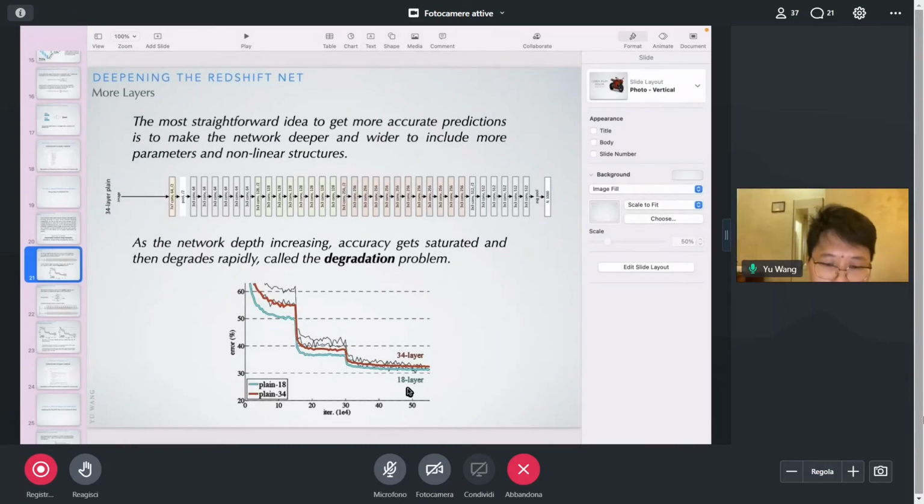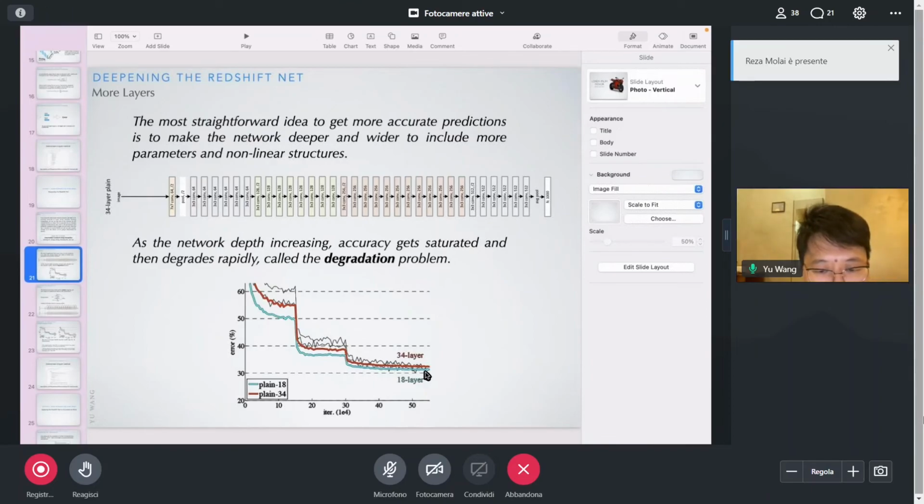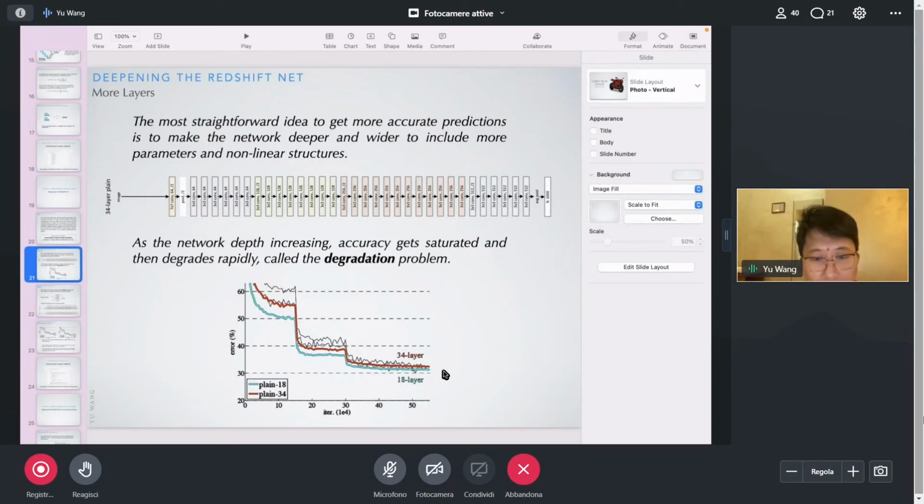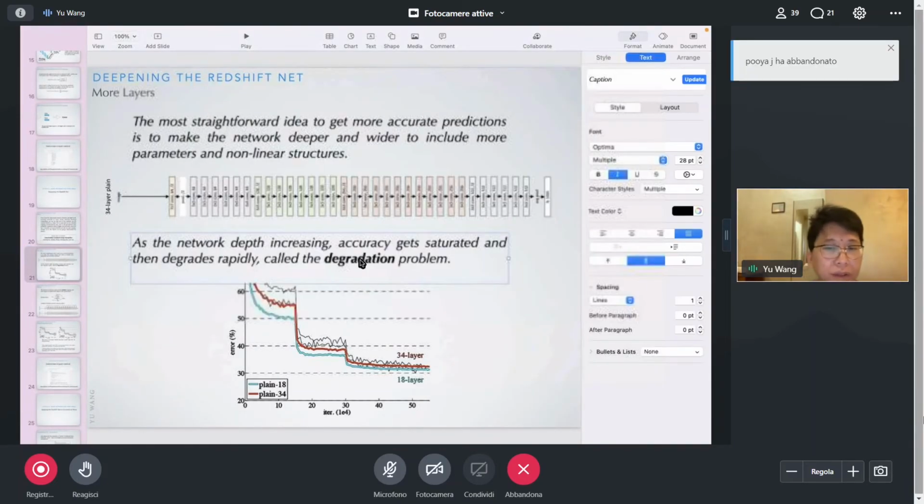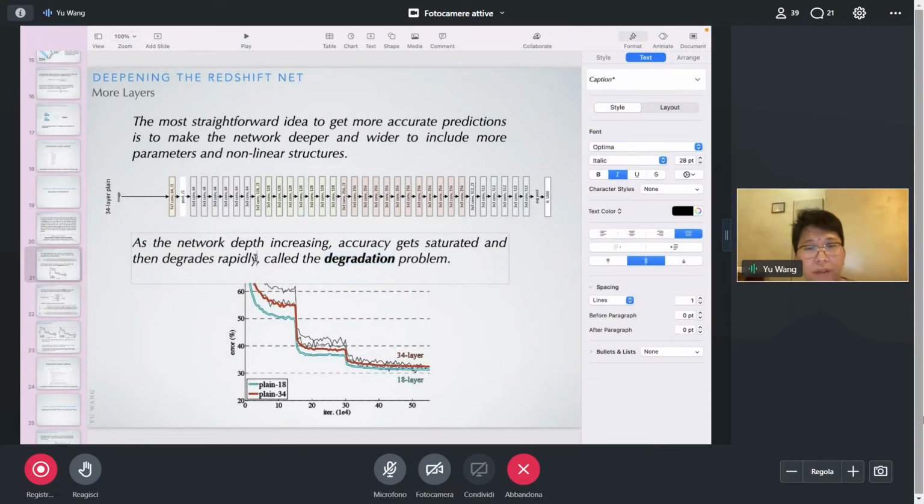You see this figure, the comparison between the 18 layers and the 34 layers. The y-axis is the error, the x-axis is how many times of the training. The error of more layers, the red line, is higher than the error of fewer layers. This problem is a degradation problem: as the network depth increases, accuracy gets saturated and then degrades rapidly.